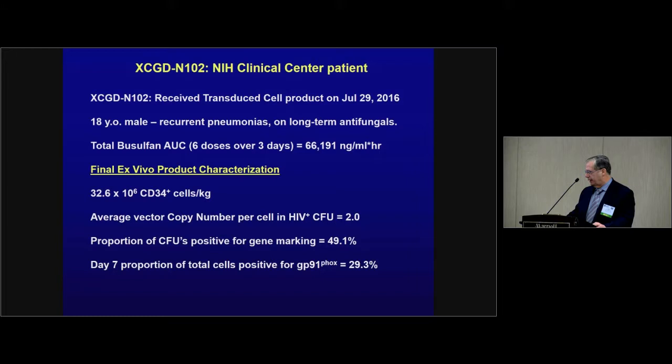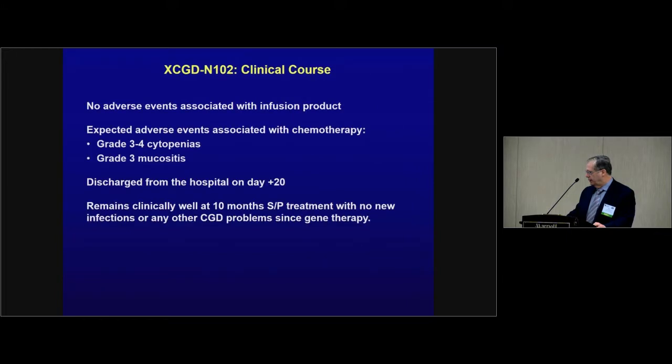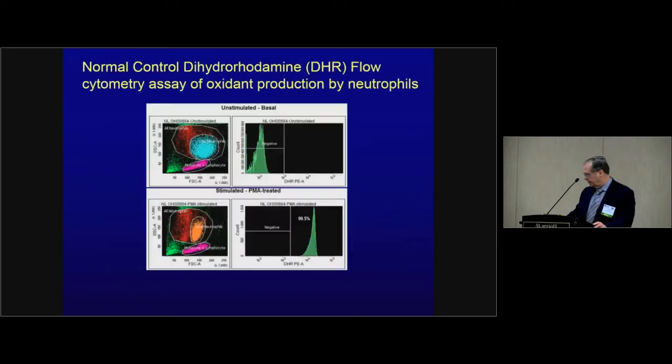This was an 18-year-old male who had a lot of problems with infections, received a good dose of cells at a good vector copy number, and there were no adverse events. Of course, he had cytopenia and some mucositis, but you can see he was discharged at day 20. That's been the experience so far. This is a normal DHR assay, just to show you, unstimulated at the top, stimulated at the bottom. If we had 100% fix, this is what we'd want things to look like.